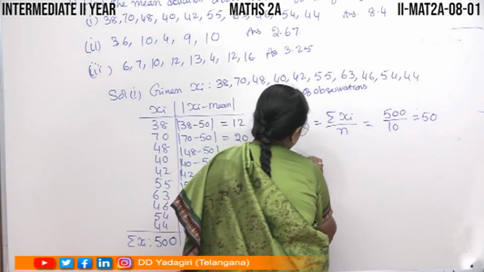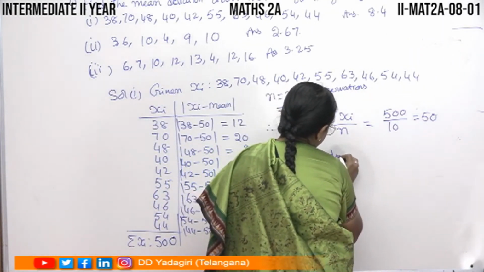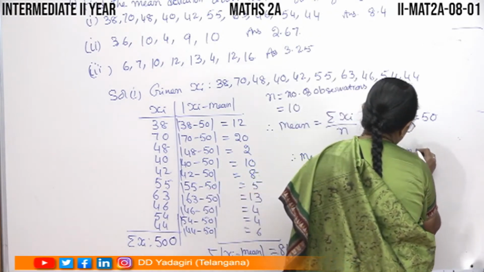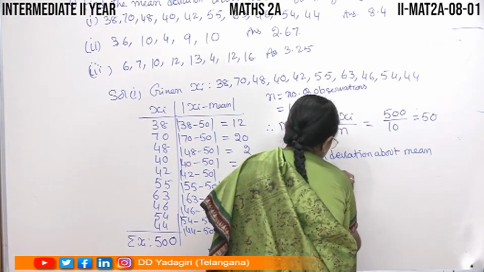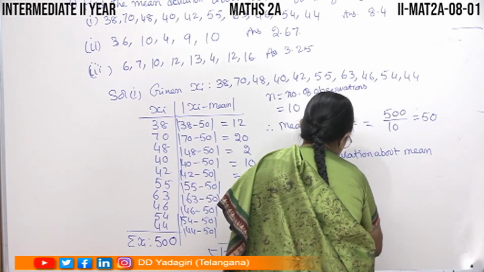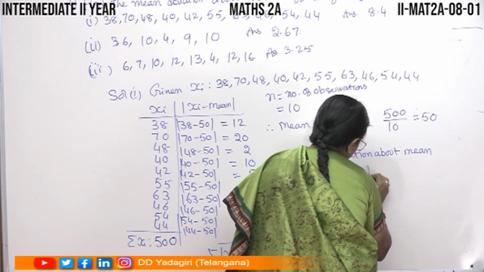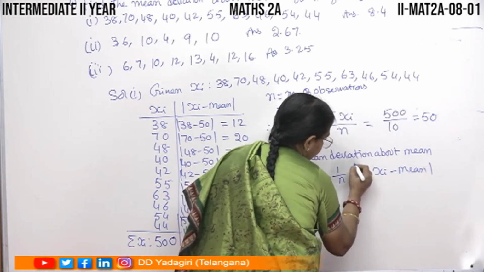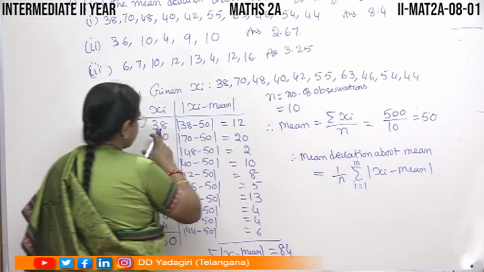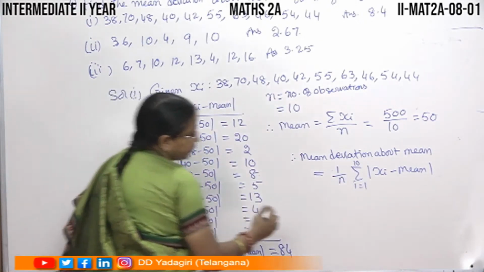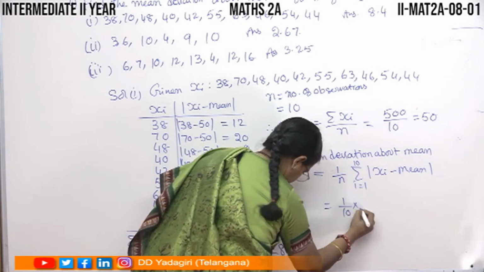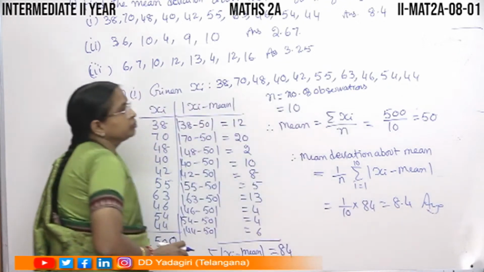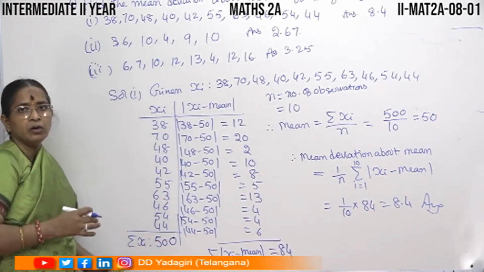So now you'll write, therefore, mean deviation about mean is equal to 1 by n sigma of mod xi minus mean. I is from 1 to 10. There are 10 values here. This is x1, x2, x3, x4, like that, x10. So this is 1 by 10 into 84 is equal to 8.4. So like this you do the problem. You can try the remaining 2 problems. Okay.